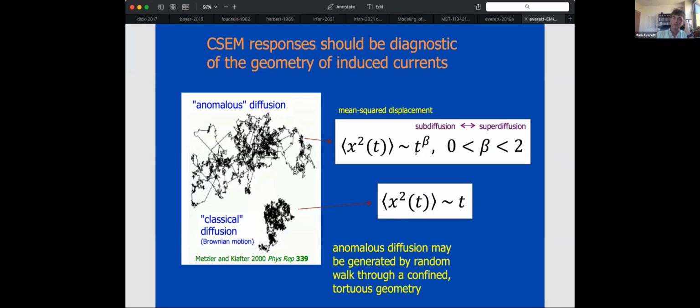And so in fact, you can show that the time does not scale linearly, but scales to some power beta, which can be small, in which case you might have subdiffusion. It would stay around the origin if all the paths were preferentially small, or it could be big, like in this case.